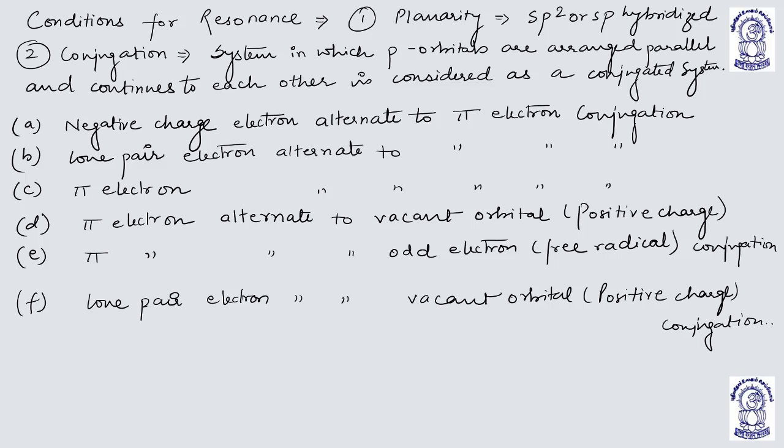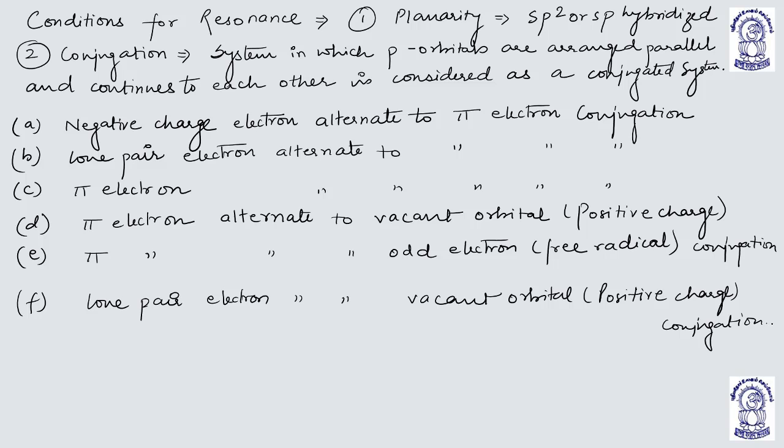It can be a negative charge alternate to pi electron. It can be a lone pair alternate to pi electron. It can be pi electron alternate to pi electron. It can be pi electron alternate to a vacant orbital having a positive charge. It can be pi electron alternate to an odd electron molecule, that is a free radical. And it can be a lone pair alternate to the vacant orbital having a positive charge.